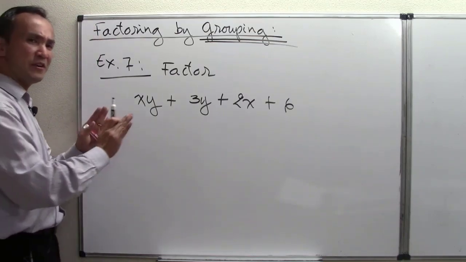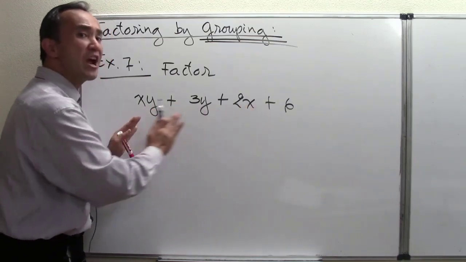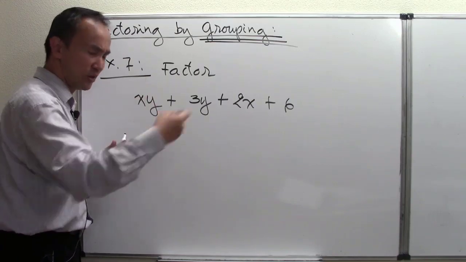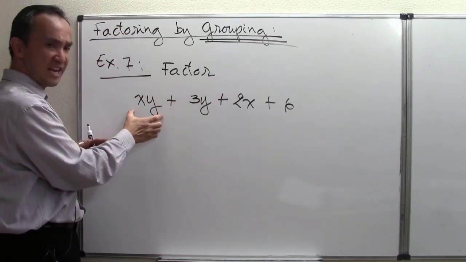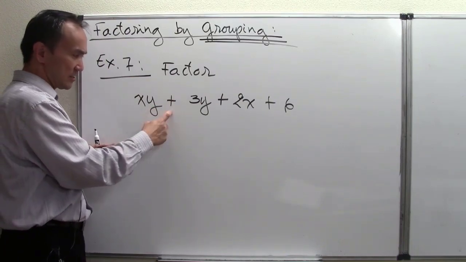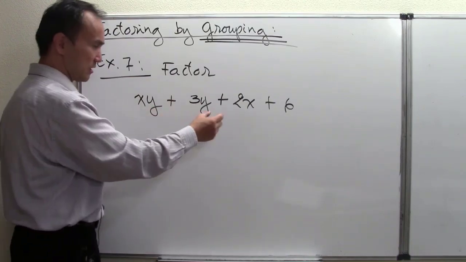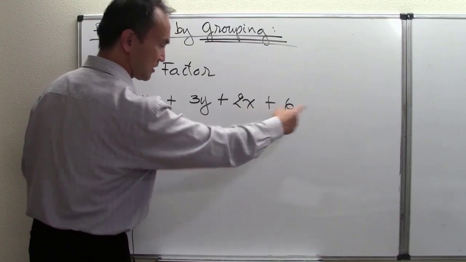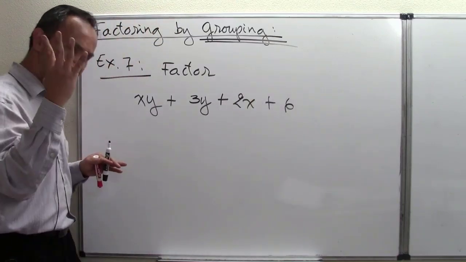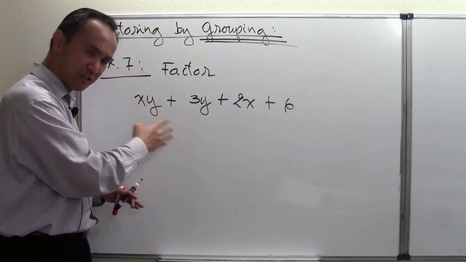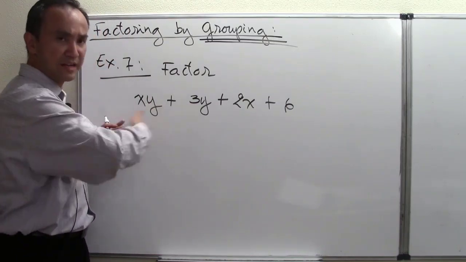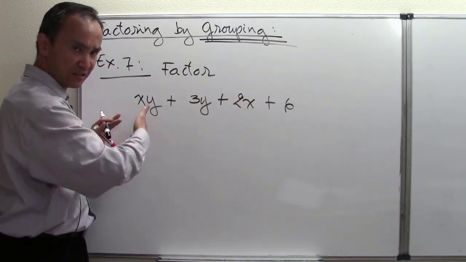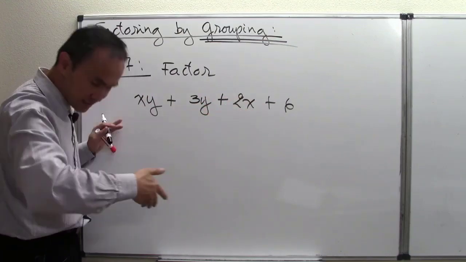For now, let's stay with its natural arrangement, the natural order of these terms. There's the xy term first, then plus a 3y term, then plus a 2x term, and then plus 6. So we have 4 terms in this polynomial. Let's stay with it the way it's given; that's what I call the natural arrangement.